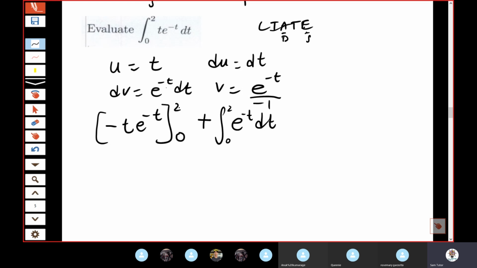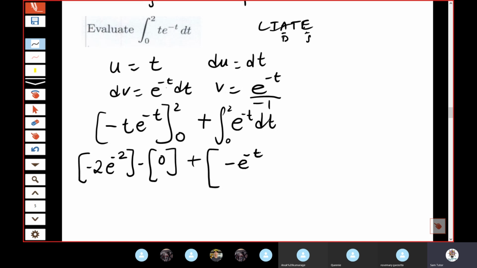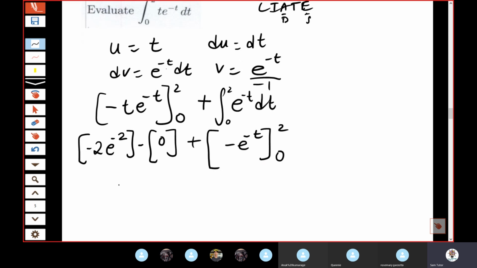There's your limits. All right, sub in 2. So it'll look like this. Negative 2 e to the negative 2 minus sub in 0. Well, 0 times anything is just 0. So that's nice. That's gone. Plus, what is the integral of this thing? Well, you've written it here. Yep. So that becomes negative e to the negative t, technically. And then 2 and 0.